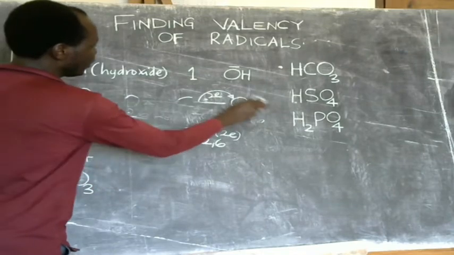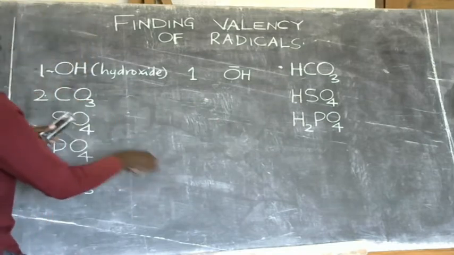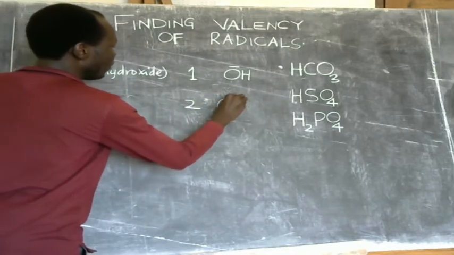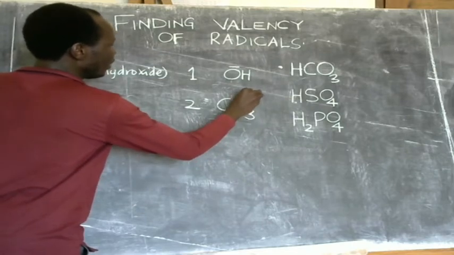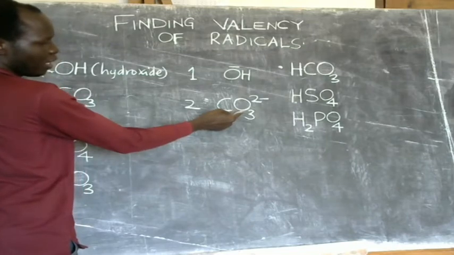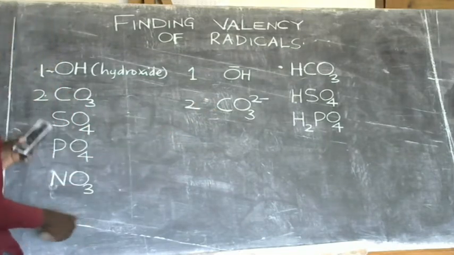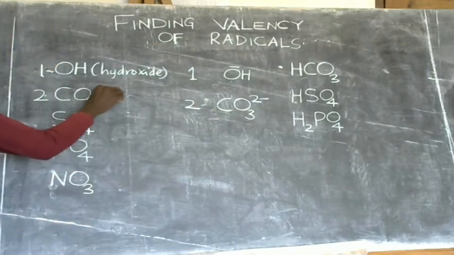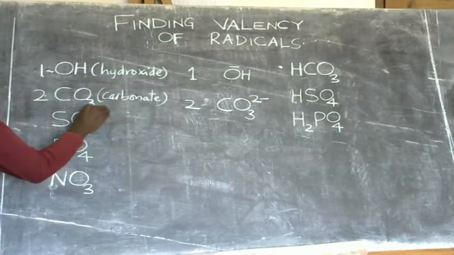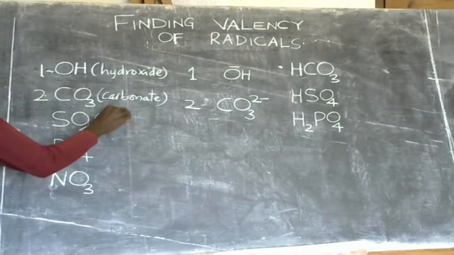in this formula. So here the valency is 2 with the formula CO3 2 minus. It is 2 minus because these oxygen atoms are the ones gaining electrons. This is carbonate. This is the sulfate.